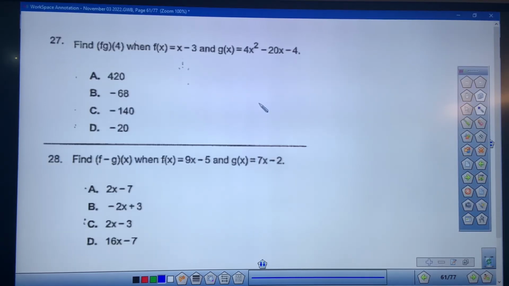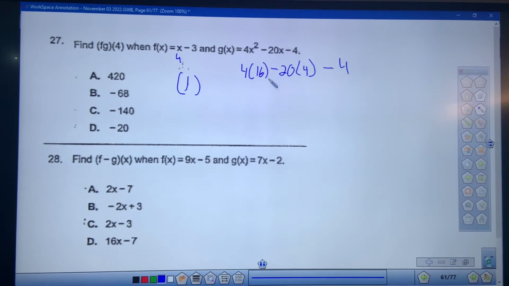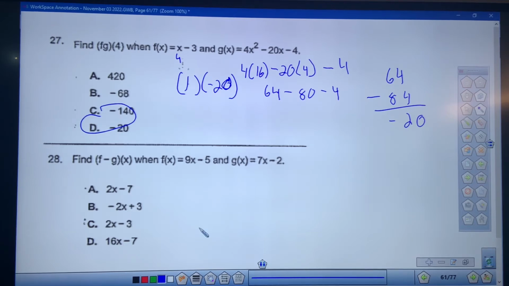F times g of 4. So I'm going to throw the 4 into both of them. So 4 minus 3 is 1. And then I throw 4 in here, so 4 squared, so it's 4 times 16. Minus 20 times 4, minus 4. So that's 64, minus 80, minus 4. So 64 minus 84 would be negative 20. So 1 times negative 20 is negative 20.